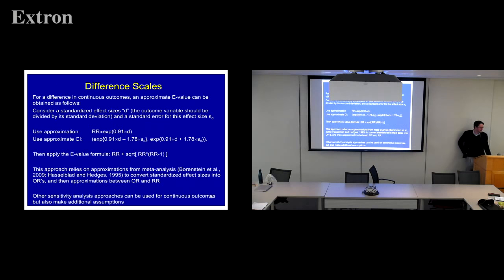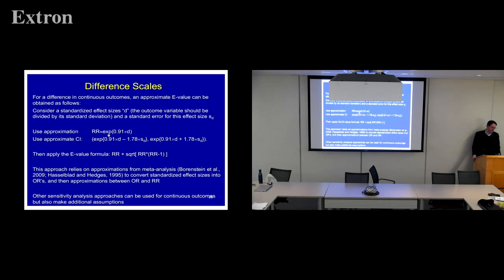Okay, what about continuous outcomes? Here, like with odds ratios for a common outcome, we can only get approximate e-values, but what we can do is essentially use the approaches that have been commonly used in the meta-analysis literature to convert a standardized effect size. So we take our outcome variable divided by its standard deviation, get a standard error for that, and then we can get approximate odds ratios, and we can convert those to approximate risk ratios and calculate approximate e-values based on those.